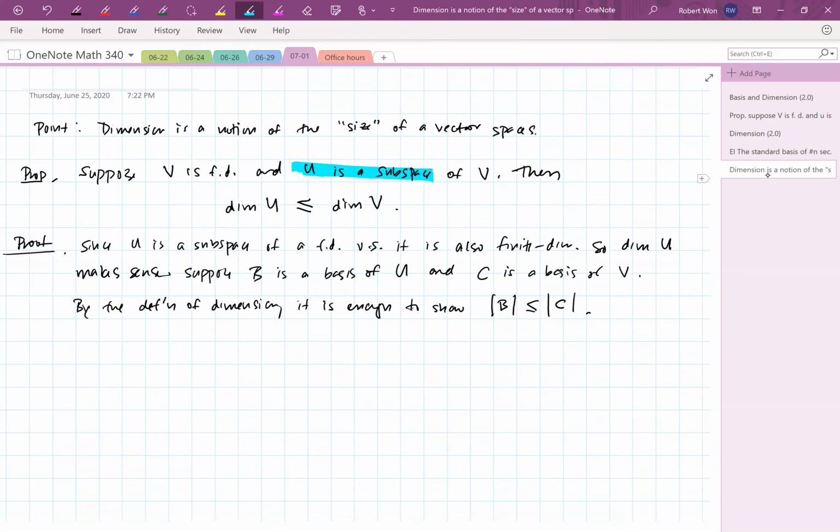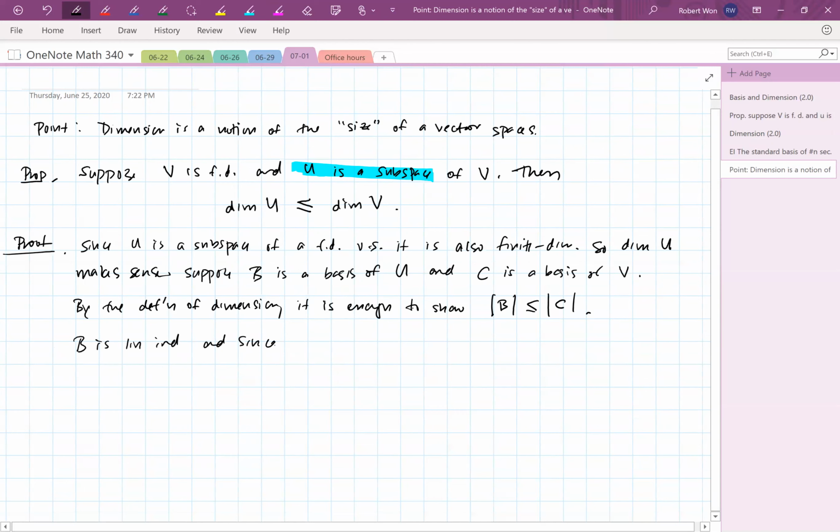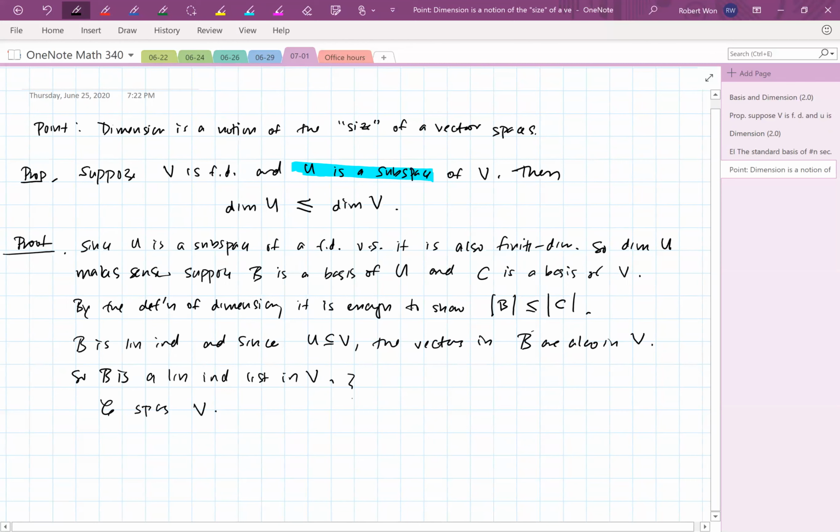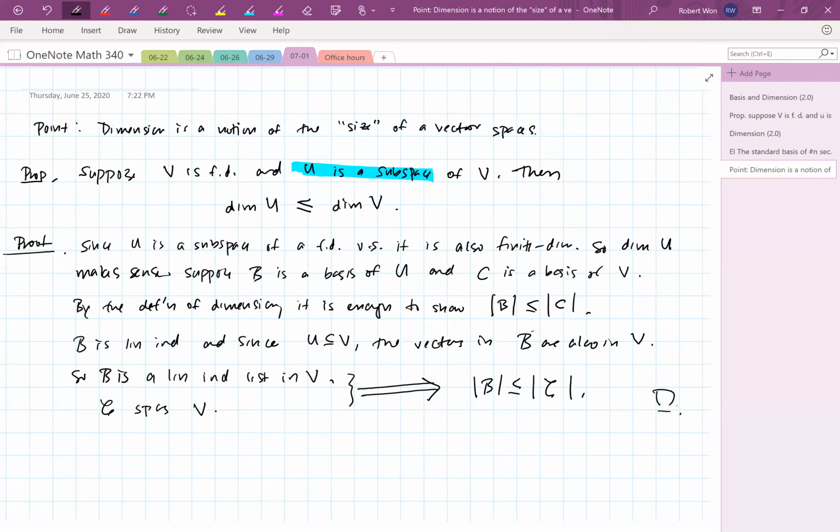Okay, well, B is a linearly independent set of vectors in U, but since U is a subset of V, it means that B is also a set of linearly independent vectors in V. And so B is linearly independent. And since U is a subspace of V, the vectors in B are also in V. They're in U, which means they're in V. So B is a linearly independent list in V. On the other hand, C spans V. So again, by the same proposition, this means that the size of B is less than or equal to the size of C, which is exactly what we wanted. Right, so this says that this notion of dimension behaves sanely in this particular way.